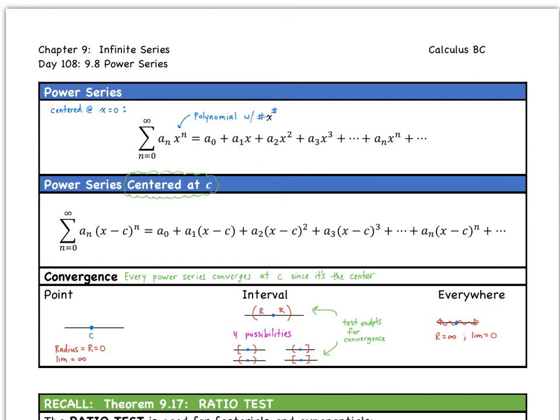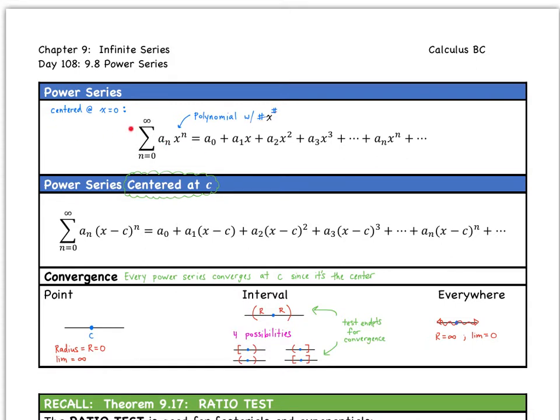All right, welcome to 9.8 Power Series. So we're going to look at series that represent polynomials, okay? And how do we determine that? Well, this series has a variable x being raised to a power. So this actually represents a polynomial, all right? A sub n represents a number times x to some power, some number.